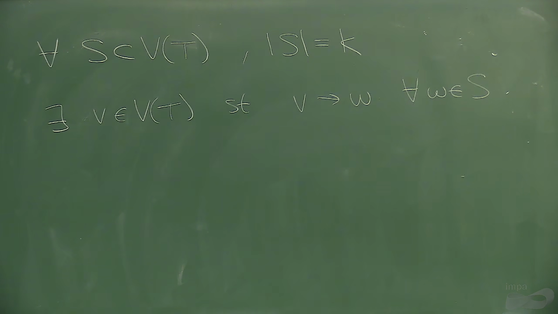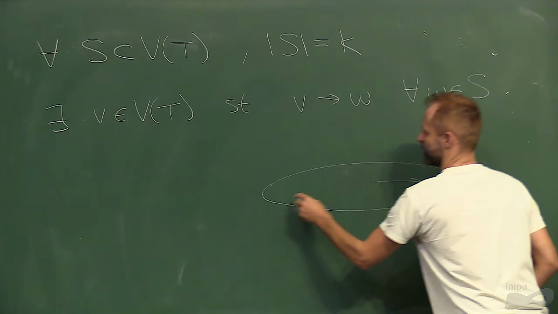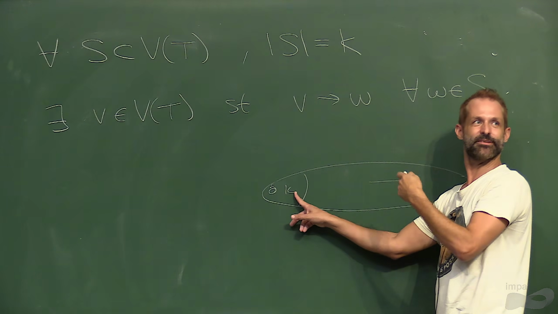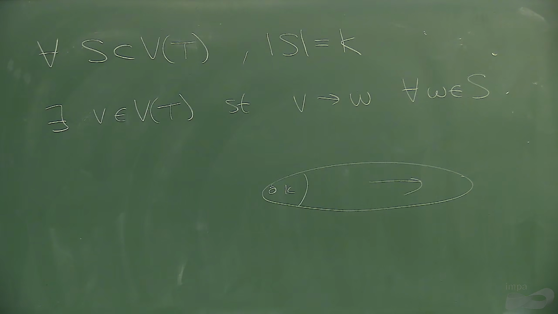So we should not take the transitive tournament, because if we take the transitive tournament, then these K guys at the beginning beat everyone else. So no one beats all of them. So that would be a bad choice. Yeah, we want to take something very far away from the transitive tournament. Very different, yeah.